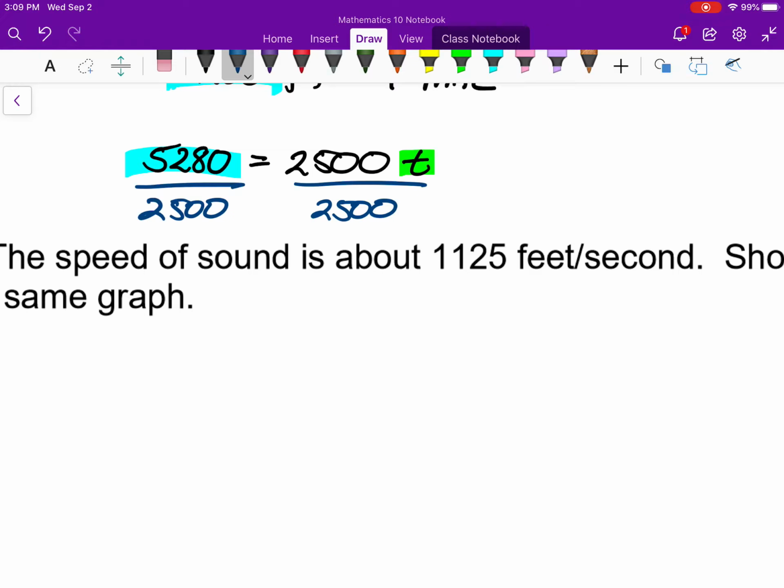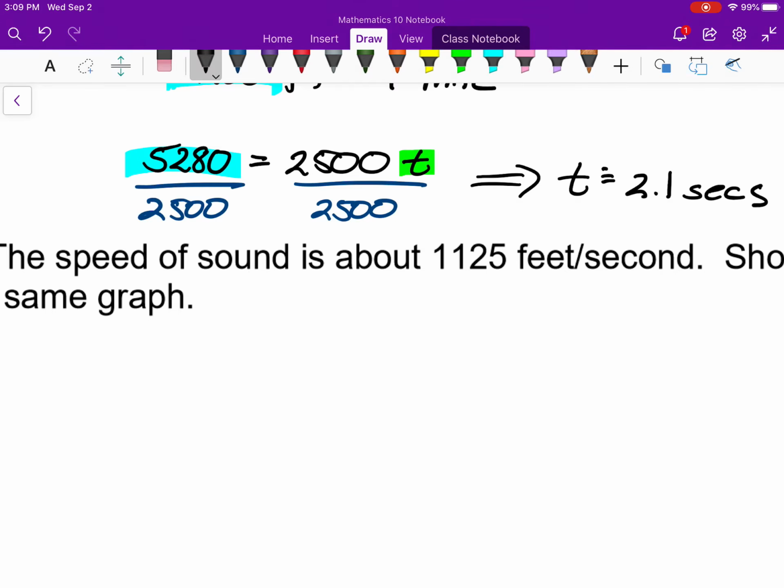Right? And then I'll have isolated t. And so what is 5,280 divided by 2,500? I don't know. I'll use a calculator. And so if I use a calculator, I get about 2.1 seconds. I'll put a little dot over the equal sign to show that it's approximately. So about 2.1 seconds. So this bullet, according to this graph, according to this model, travels a full mile, 5,280 feet, in just over 2 seconds.